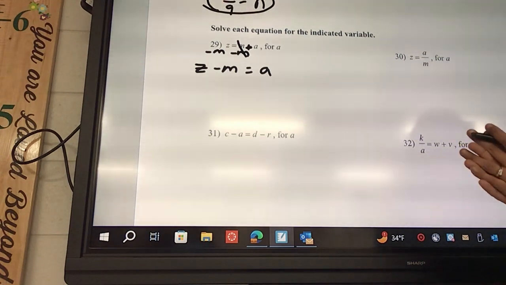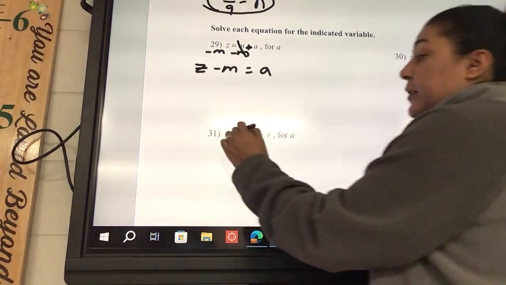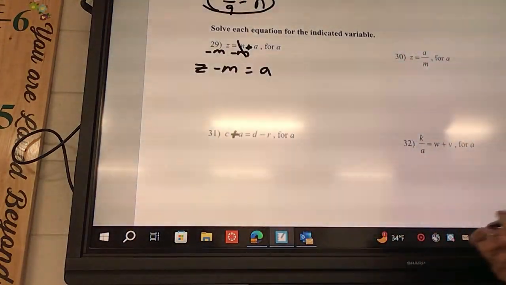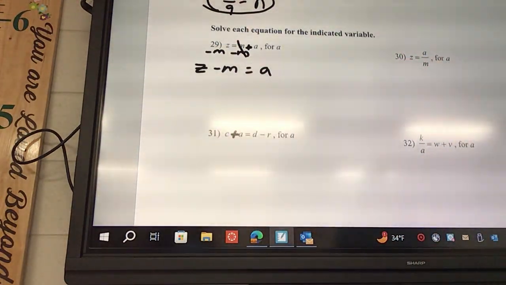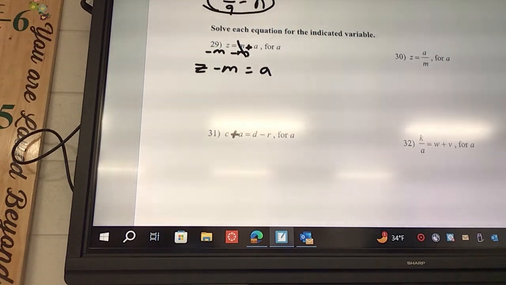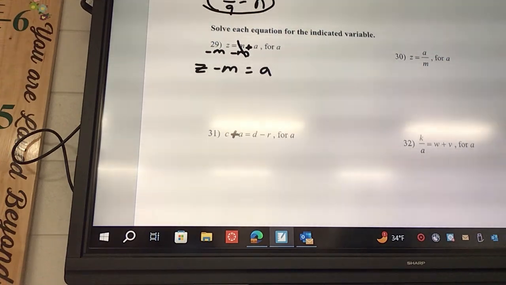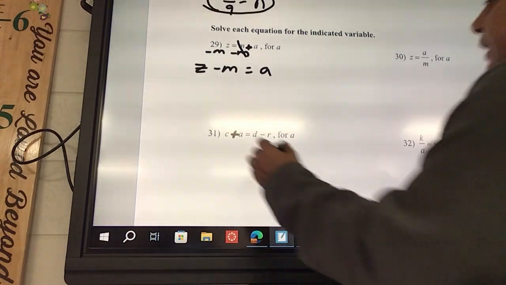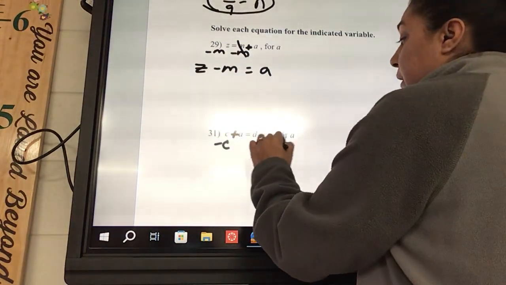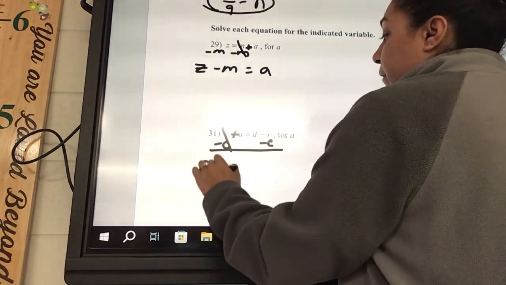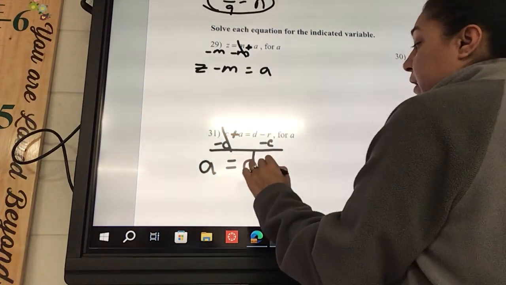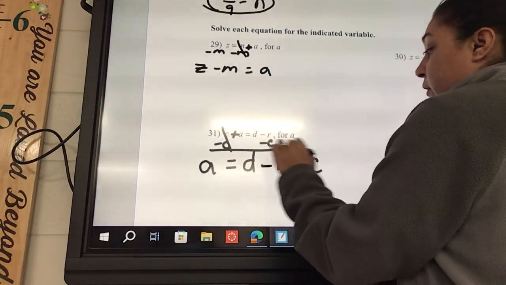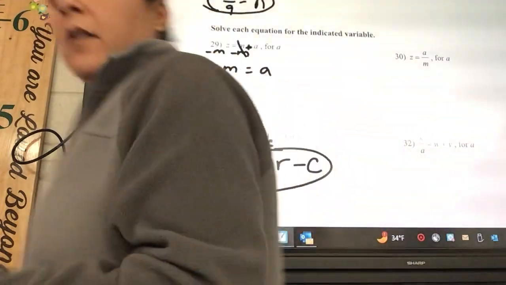Okay, so this one, again, I am going to edit a little bit, put c plus a. Change that to a plus, c plus a. Again, on this one, I'm solving for a, so I'm going to say minus c, minus c. I have a equals, and it's just going to be d minus r minus c. We just put it all as 1.